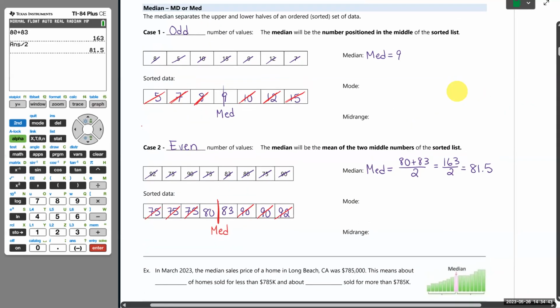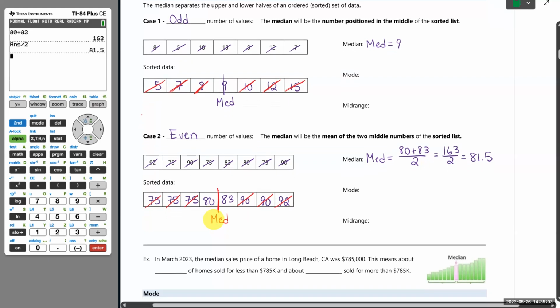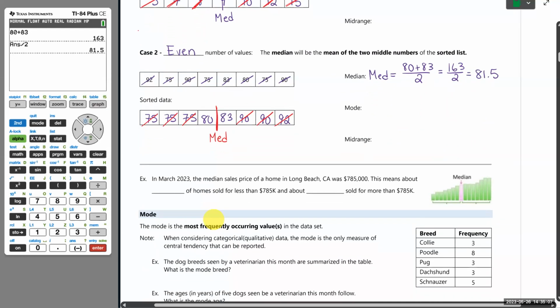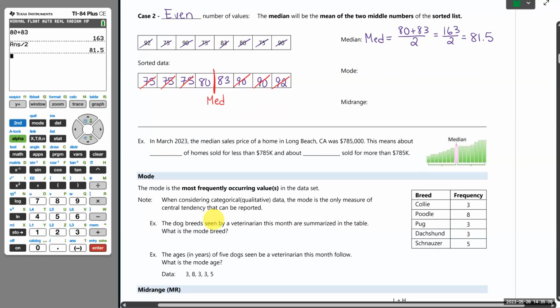We'll practice it again in a bit, but the median is the number in the middle of a list. With an odd number of values, it will be a number in the middle. With an even number of values, you have to average the two numbers that are in the middle. All right, and let's do one real world example of interpreting the median. The median splits a data set in half. In this example, half of the data values are below the median, and half are above it.